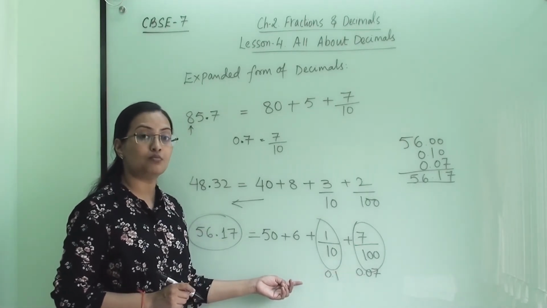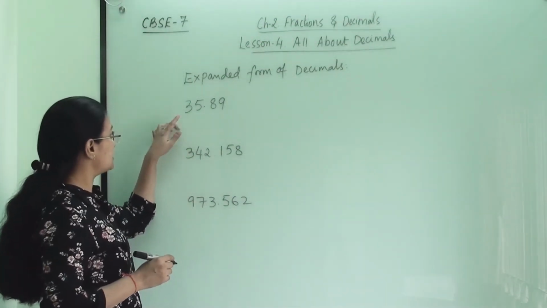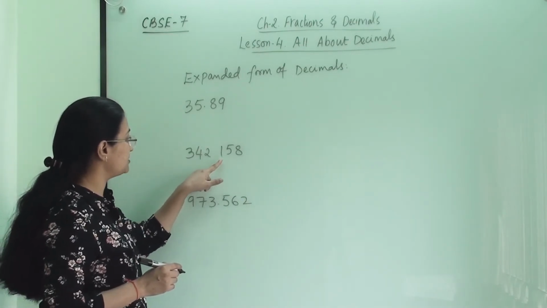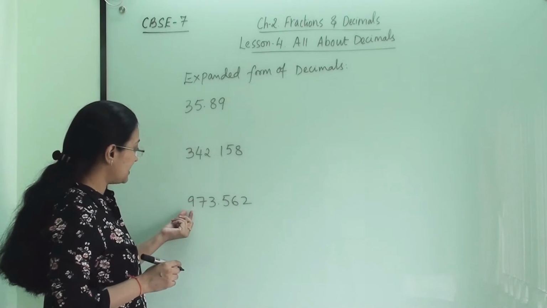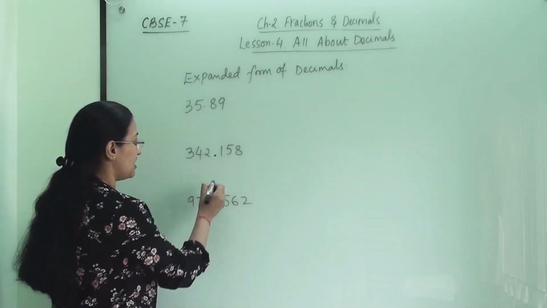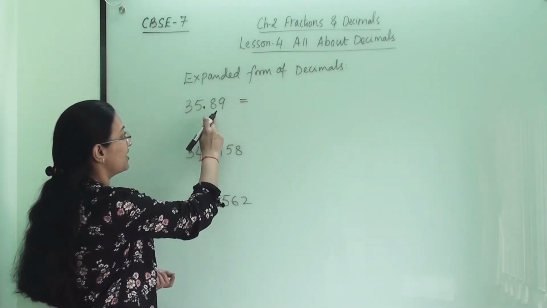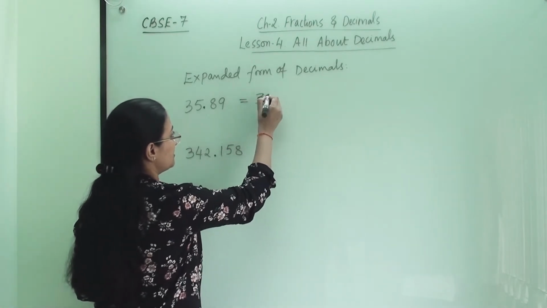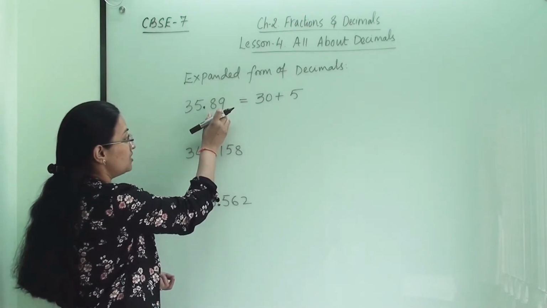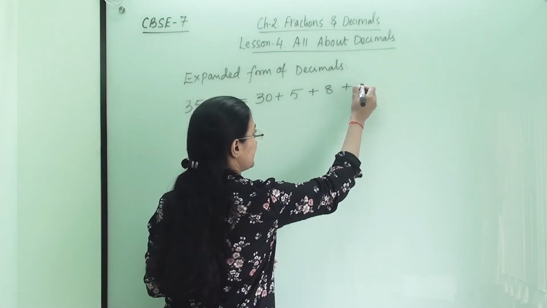Let us practice some more for this expanded form. We have three numbers here: 35.89, 342.158, and 973.562. So here are our decimal points. The first number is 35.89. First we will write 30 plus 5. Now coming to the numbers after the decimal, first we will mention those numbers, 8 and then 9.